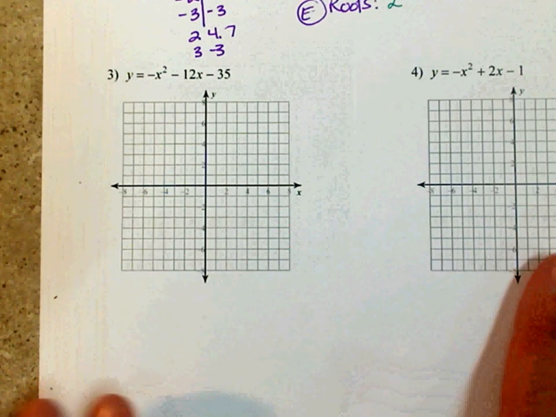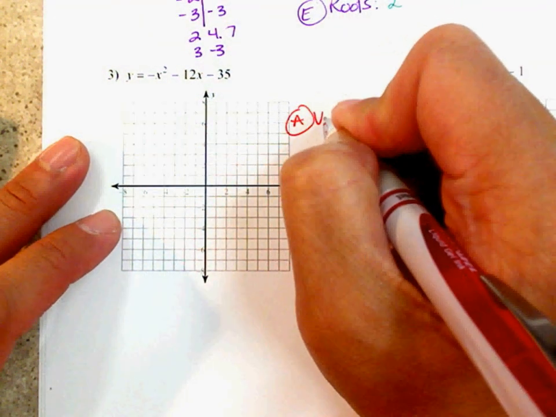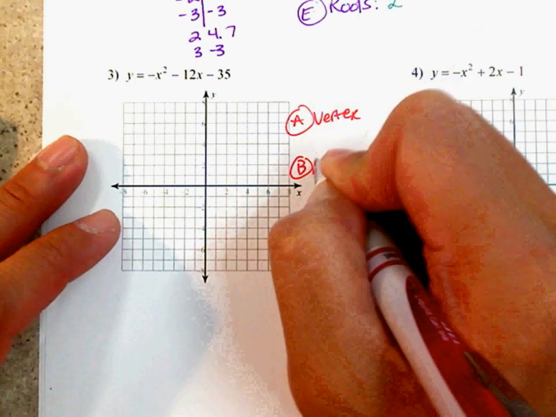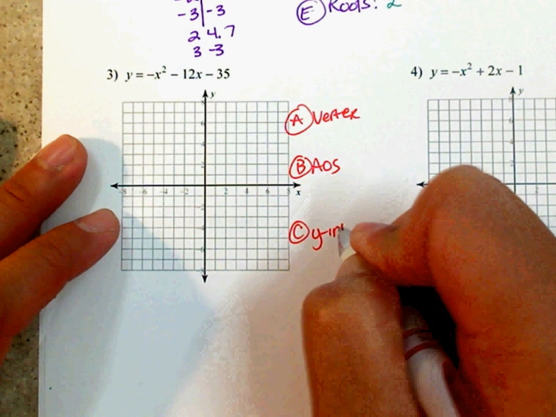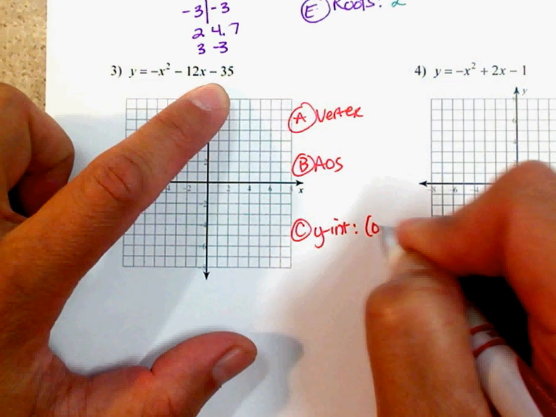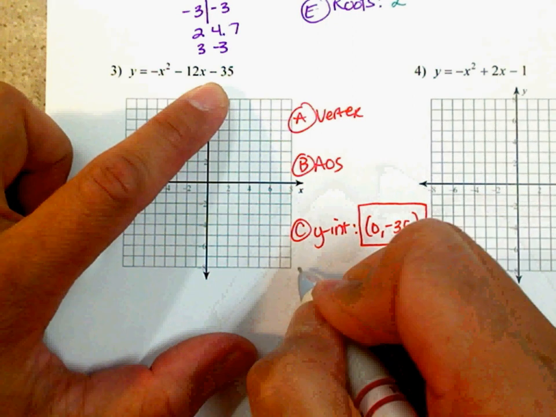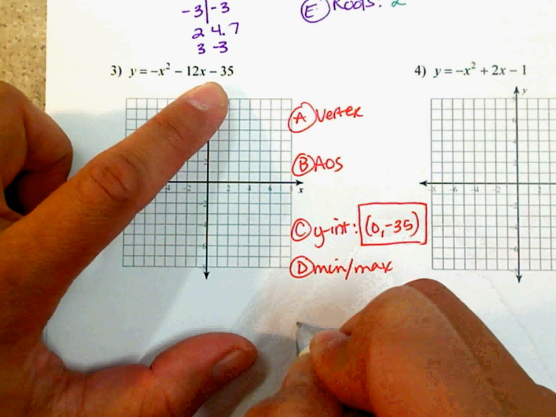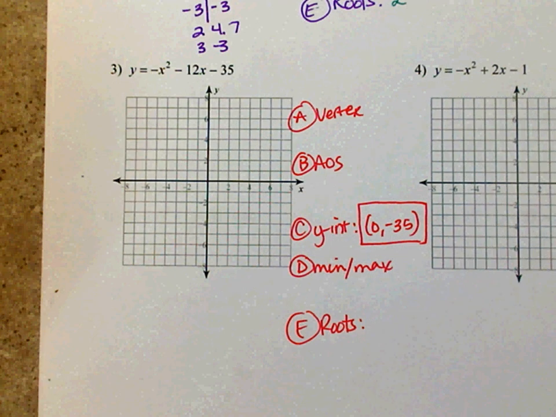Okay? I'm going to do this one in red. Vertex, axis of symmetry, y-intercept. I'm going to go ahead and write my y-intercept, 0, negative 35. Okay. D will have your minimum and your maximum, and E will be your number of roots. There we go. All right.